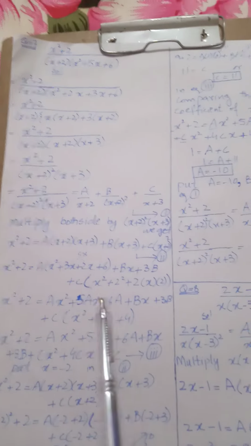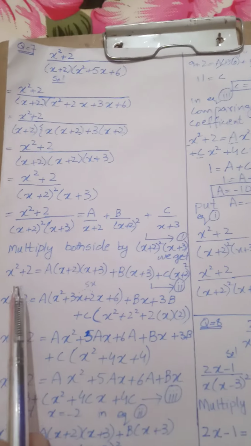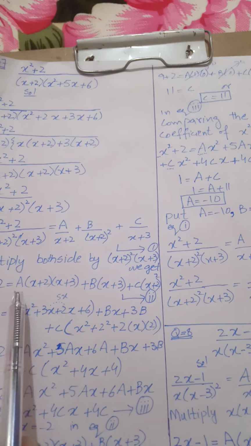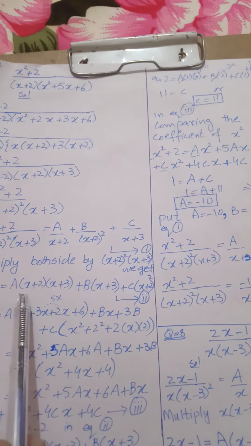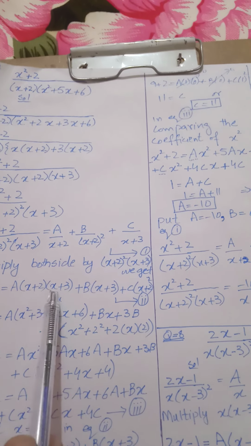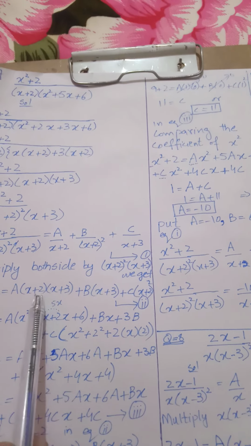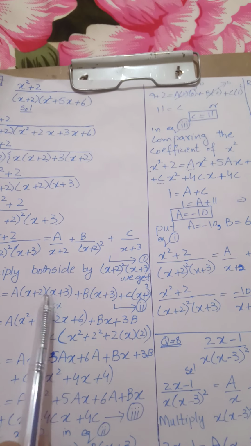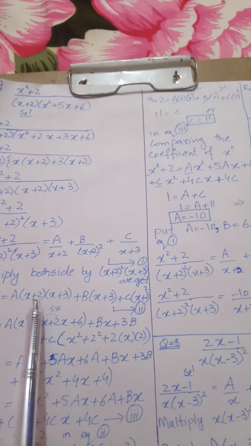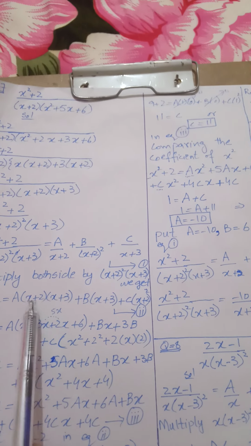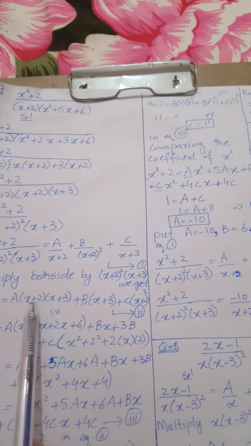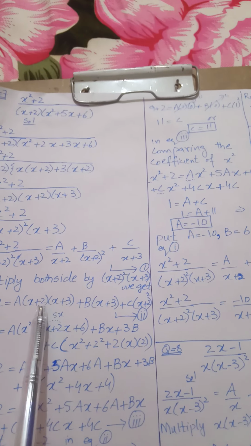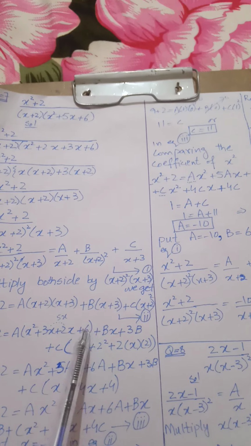Now we can split into x square plus 2. A will be the same. We multiply these two values, x and x; this will be x square. Then this will be 2x, and like x square, x and x square, this will be 3x, this will be 2x, and 2 times 3 gives us 6.